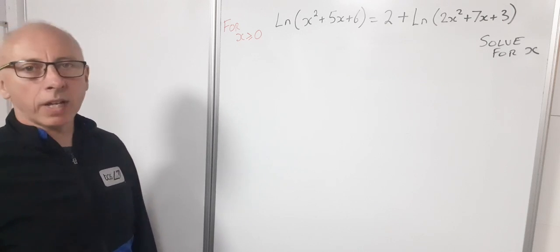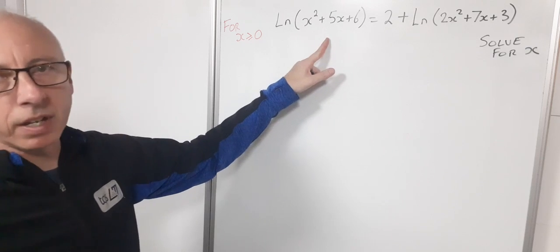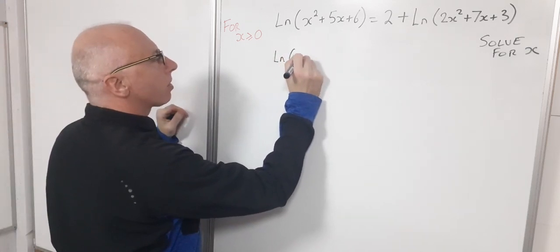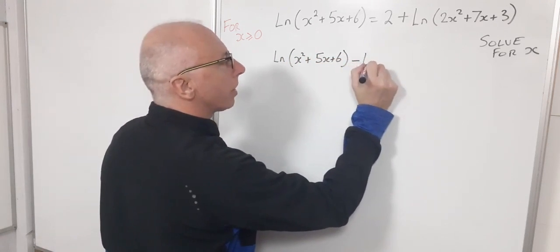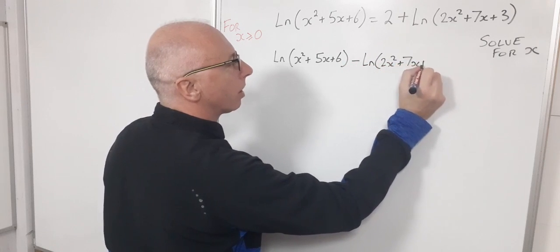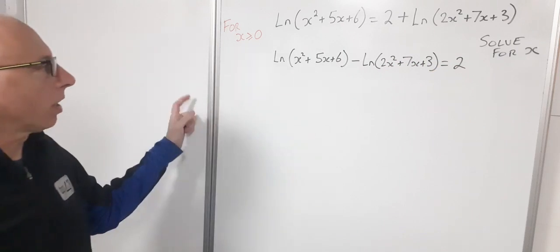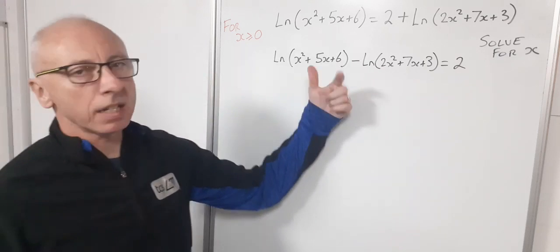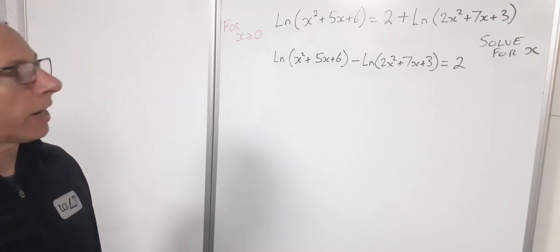Well, first of all, we get the x terms on one side. So we could bring this natural log term over here first of all. So then we'd have the natural log of x squared plus 5x plus 6 minus the natural log of 2x squared plus 7x plus 3, and that equals 2. So we've got all the natural log terms in there. Now we've still got the x terms inside this logarithm, so we need to do something else.